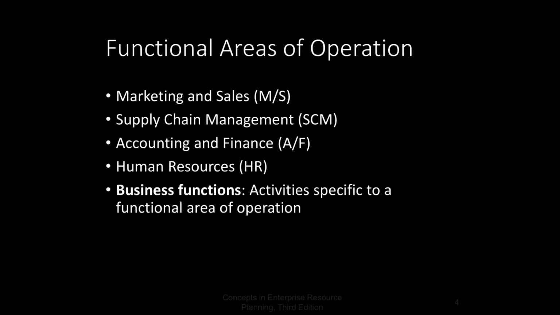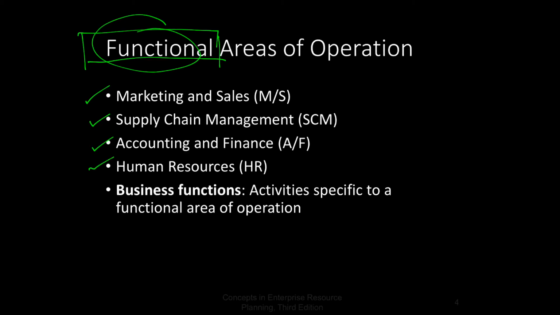When we say functional, this is how they function. In a business, the different functional areas include marketing and sales, supply chain management, accounting and finance, and human resources. So these are the four basic. In order for a business to go on, move on, and conduct transactions, they need these four.